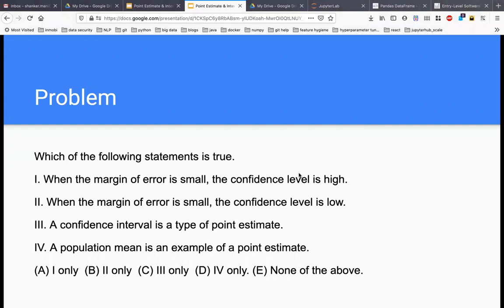Any other questions, guys, before I start the next topic? There was another one called confidence interval, right?